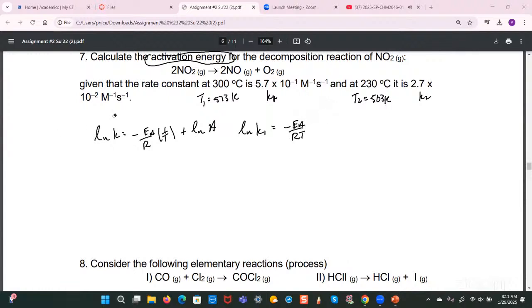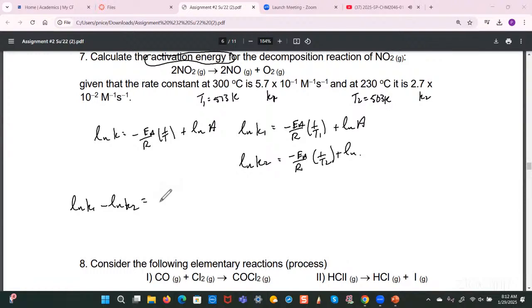Let me do it this way. ln K1 equals minus EA over R, 1 over T1, plus ln A. And then I'm going to write down here ln K2 is equal to minus EA over R, 1 over T2 plus ln A, right? And then what I would do is find the difference between this equation and this equation. When I do that, I'm going to end up with ln K1 minus ln K2, which, as you all should know, is equal to ln K1 over K2, right? So that's what happens when you subtract this from this.